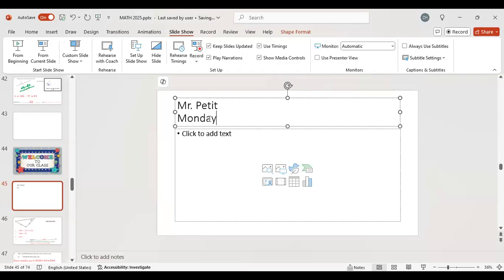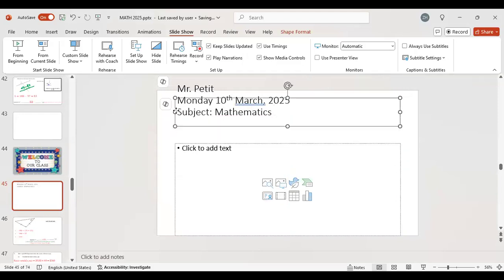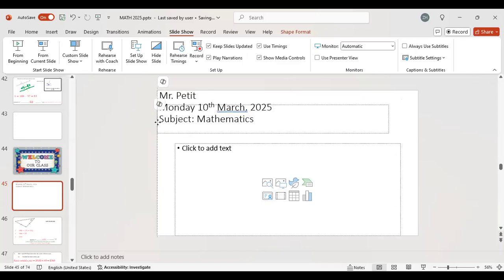No problem. So today is Monday the 10th of March, 2025. The subject is, of course, mathematics. And the topic is, please write this down inside of your book. We're going to be looking at geometry, basic wage, and some algebra.